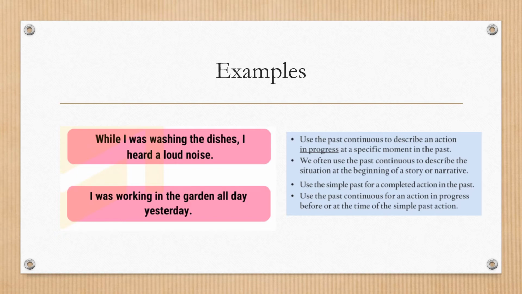To differentiate it with simple past, we can say that we use simple past for a completed action in the past, like the noise that happens suddenly in a specific moment, while we use past continuous for an action in progress before or at the time of the simple past action. This is the reason why we have that sentence, while I was washing the dishes, I heard a loud noise. So one is in simple past at the moment in past tense, and then we have I was washing the dishes that takes a little bit more time.